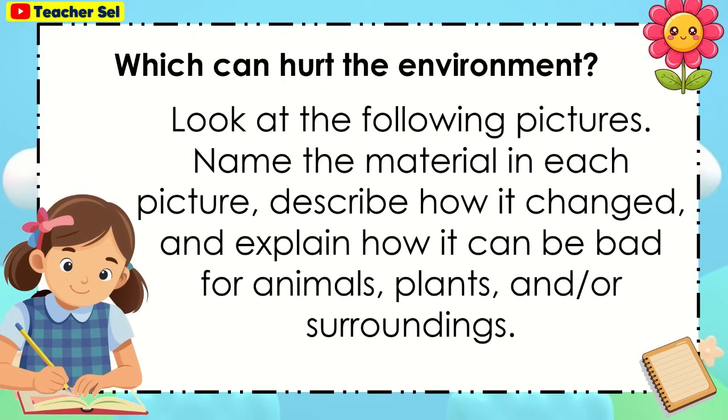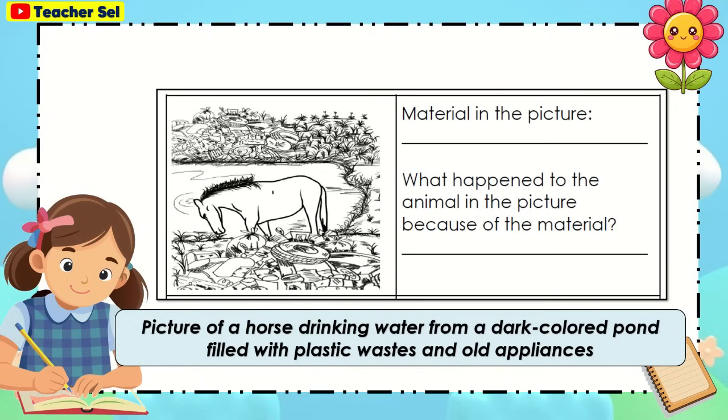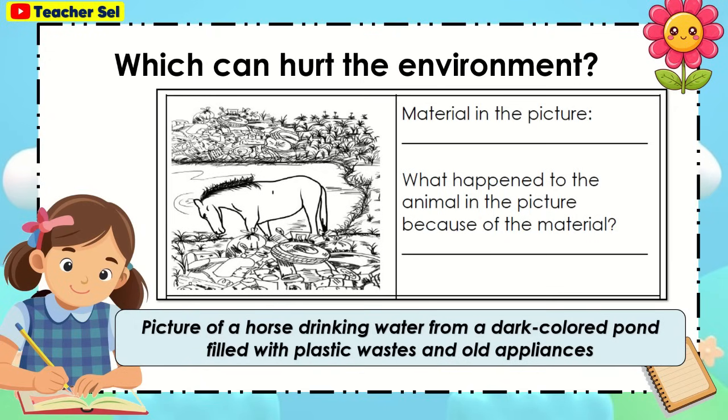Look at the following pictures. Name the material in each picture. Describe how it changed and explain how it can be bad for animals, plants, and or surroundings. For the first picture, of a horse drinking water from a dark-colored pond filled with plastic waste and old appliances. What happened to the animal in the picture because of the material?